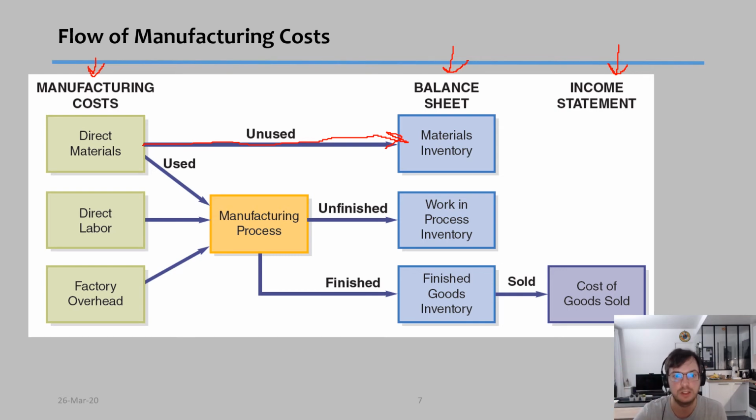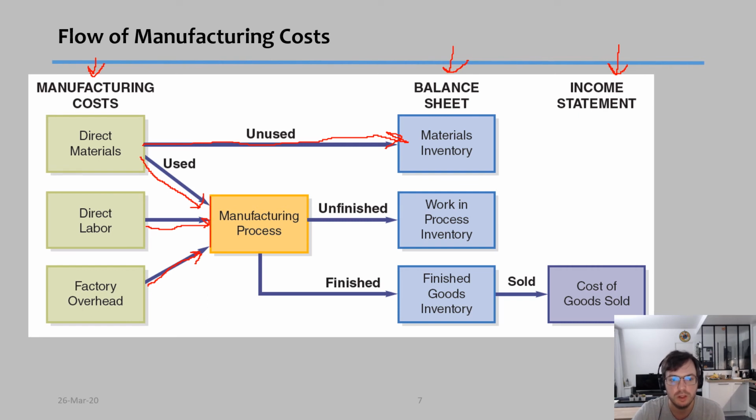If it's used though, the cost of the materials that is used is transferred to the manufacturing process account. Direct labor, the moment it is used, all goes into the manufacturing process. There is no such thing as unused direct labor. So all the salaries of people who work in the departments that produce the product always go into the manufacturing process. And finally, all factory overhead costs of the month also go into the manufacturing process.